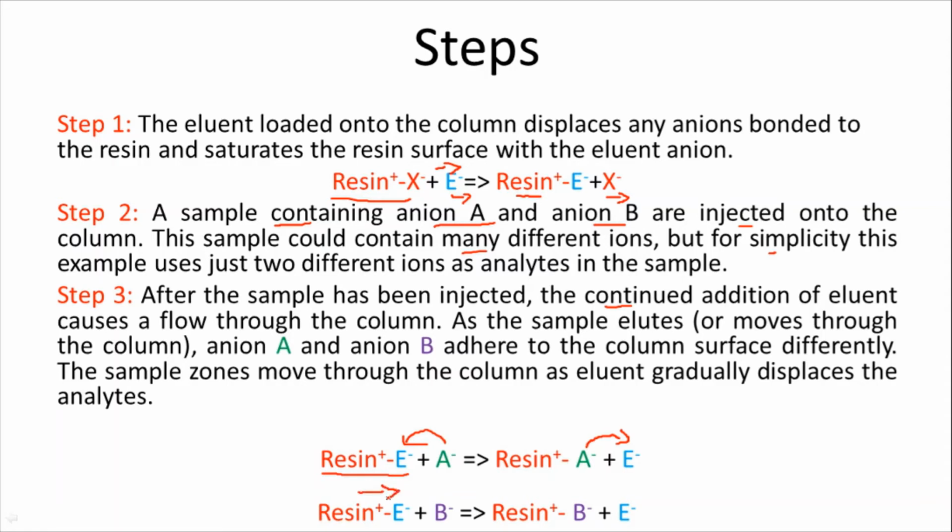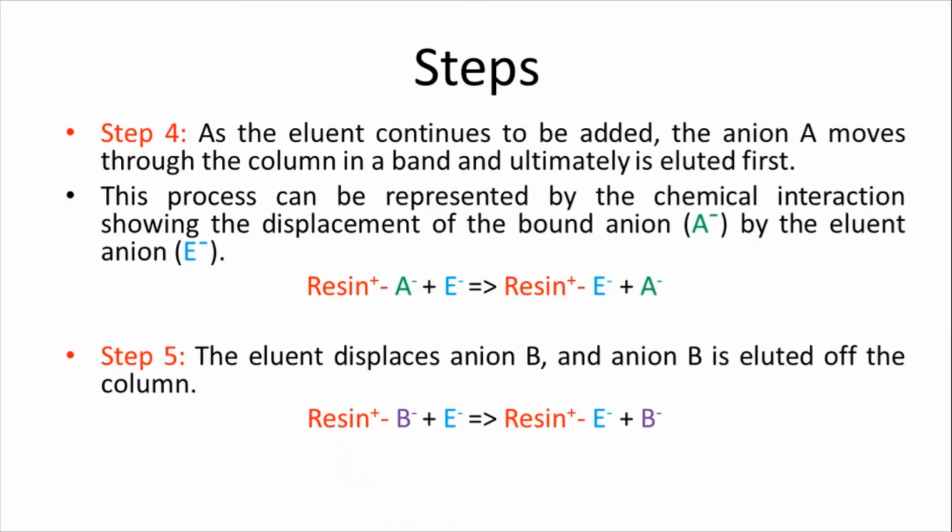Similarly, the B molecule, a B anionic molecule, readily binds to the already activated resin containing charge. Yes, it can be replaced. So finally, the sample containing analyte A and analyte B are tightly bound to the resin molecule. Only the eluent gets out.